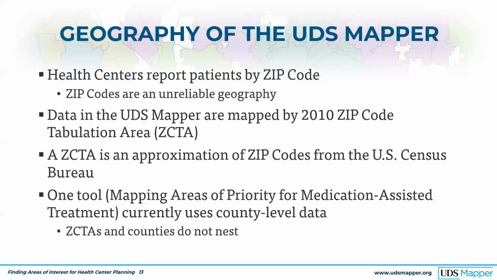The ZCTA, which is a zip code tabulation area, is created by the US Census Bureau to approximate zip codes. They are stable over a 10-year period, and we currently use the 2010 ZCTA boundaries. Since ZCTAs are created by the largest provider of demographic data, the US Census Bureau, we are then able to get reliable population data for those ZCTAs.